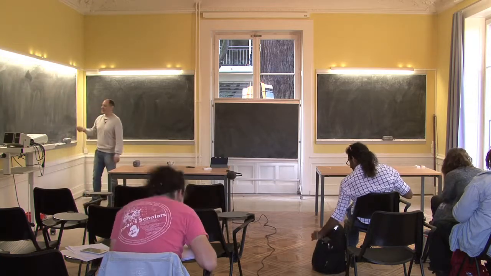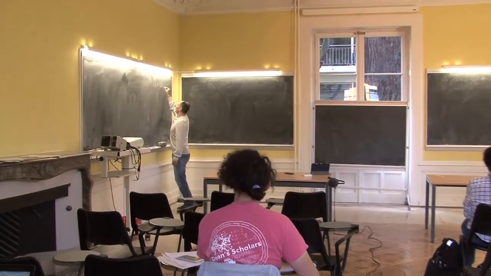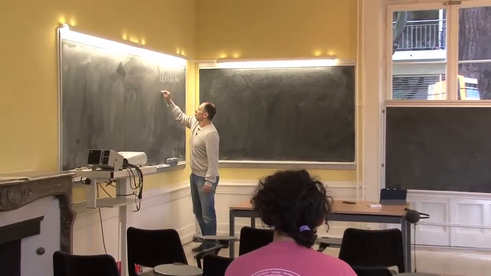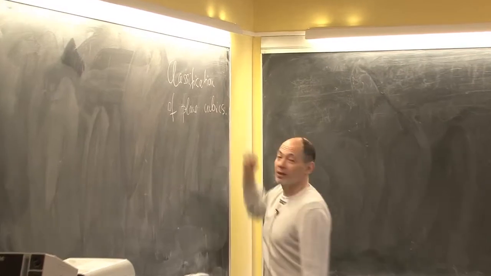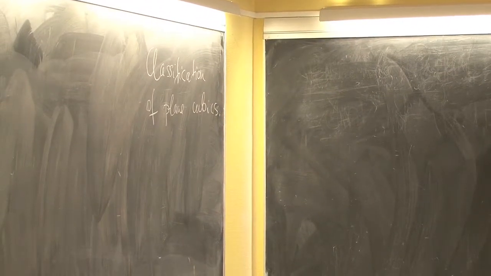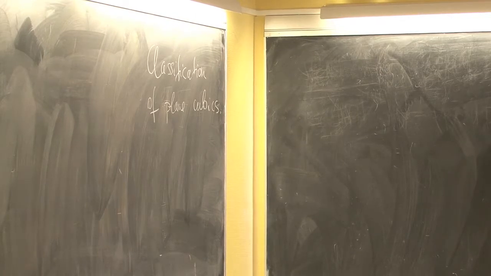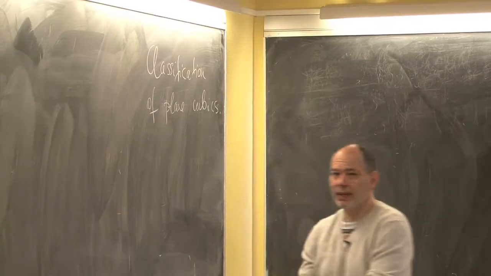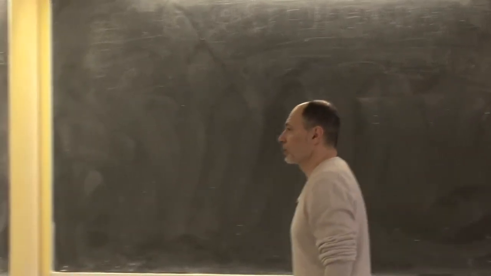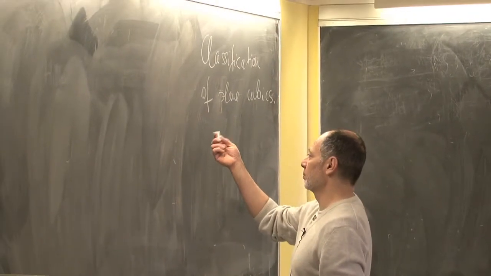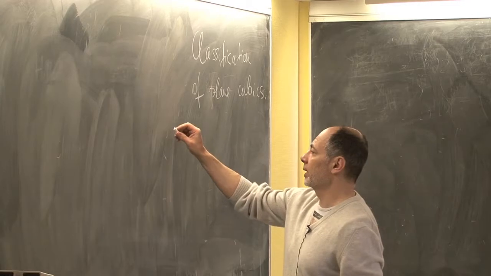Because it's just motivation, so I don't want to put it in the main blackboard. It's the classification, going back, of plane cubics. You remember that one enumerative idea was that we calculated all the plane cubics, and they were parameterized by the coefficients of cubic polynomials in 3 variables. So it's a 10-dimensional space, so the plane cubics are thus parameterized by P9.